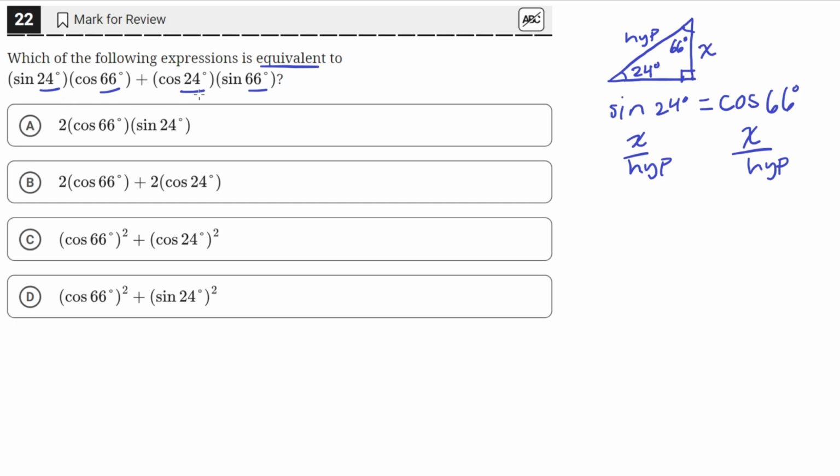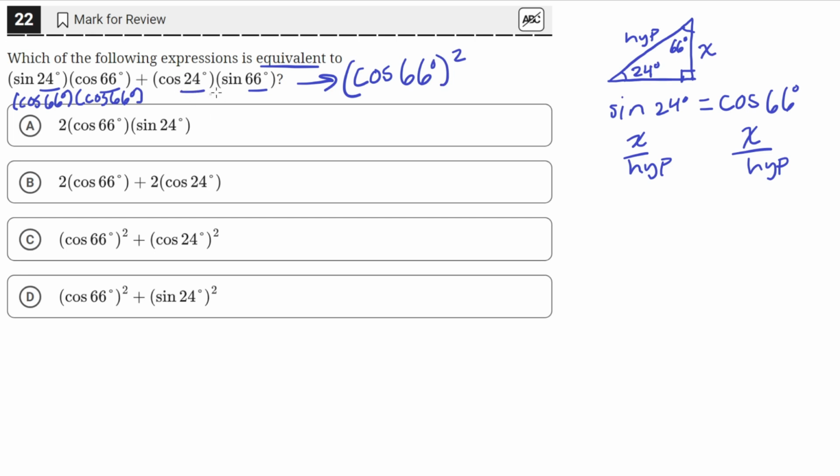So in this expression here, we see that we have the sine of 24 multiplied with the cosine of 66. And since 66 and 24 are complementary, that means if we simplify the expression, sine of 24 is equal to the cosine of 66. So this we can rewrite as the cosine of 66 degrees multiplied with the cosine of 66 degrees, which is just equal to cosine of 66 degrees squared.